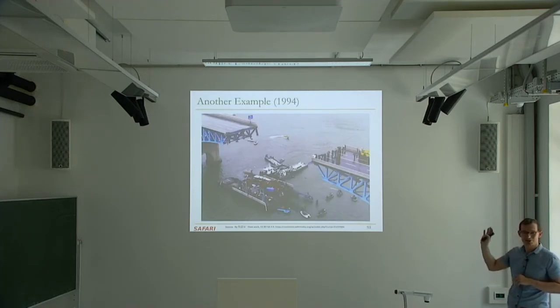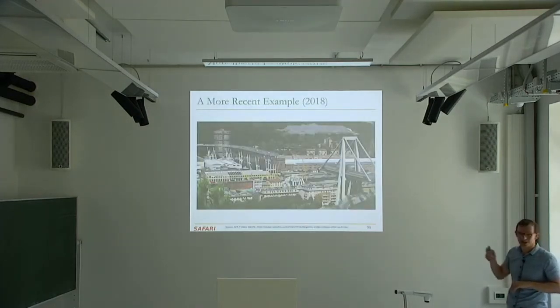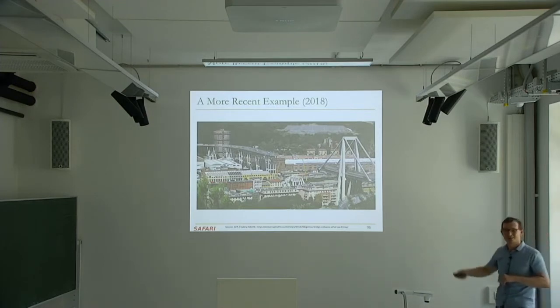This is in Korea, in Seoul, the big Han River. This actually had a lot of fatalities in 1994. This is in Minneapolis, also fatalities. This is in Genoa, closer to here, in 2018, also fatalities. So it seems like we're repeating the past. Although I think bridges are much more reliable, but still.